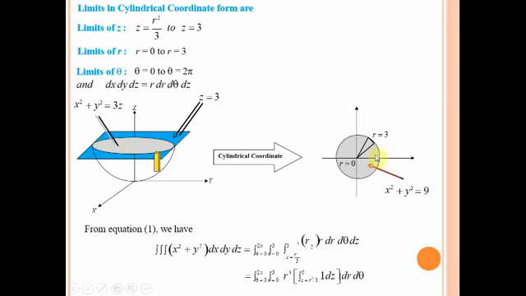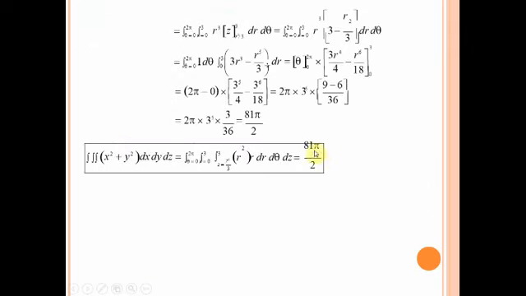In the cylindrical coordinates, r is equal to 3, x square plus y square is the cylindrical equation, and z is given. After solving the integration, we found the value 81 pi by 2. This is the result: under those limiting conditions, the triple integration of x square plus y square dx dy dz will be equal to 81 pi by 2.